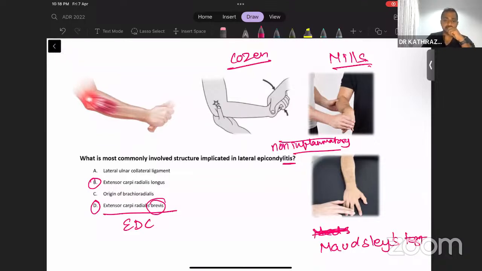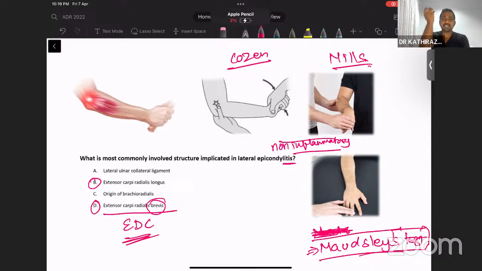Here they are not assessing the extension of the wrist, rather they are assessing the extension of the fingers. So that is called Maudsley's test. I'm dyslexic, I don't know how to pronounce this test, so I just had a small note outside there. Maudsley's test assesses extensor digitorum involvement. That is how I differentiate whether extensor carpi radialis brevis is involved or extensor digitorum communis.